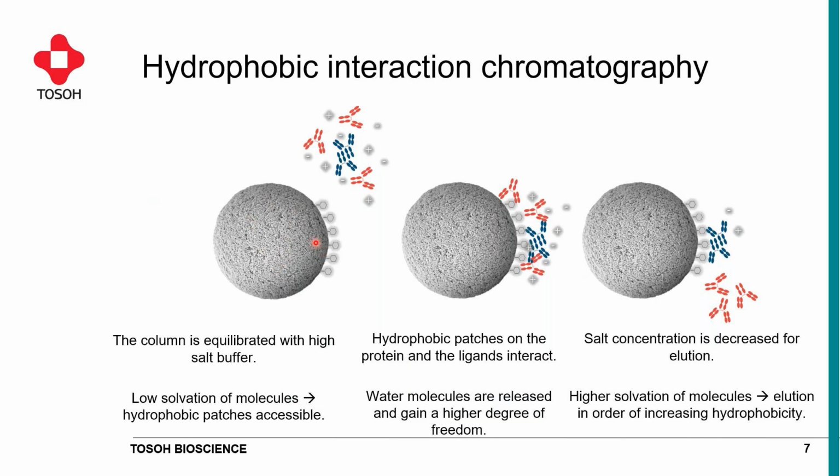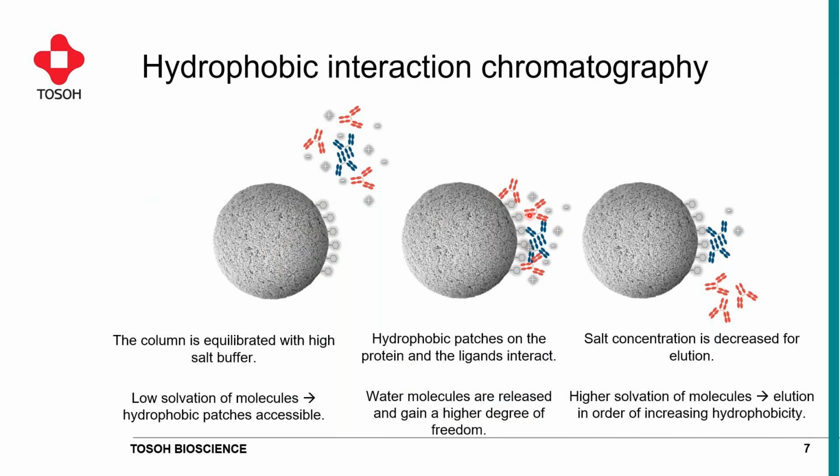The stationary phase, which is our HPLC, UHPLC column, also has a hydrophobic surface. Now, if we have a lot of salt ions, then we don't have a lot of solvation of our molecules. So everything that is hydrophobic on our molecules will be accessible and can interact with a hydrophobic stationary phase, meaning we have binding.